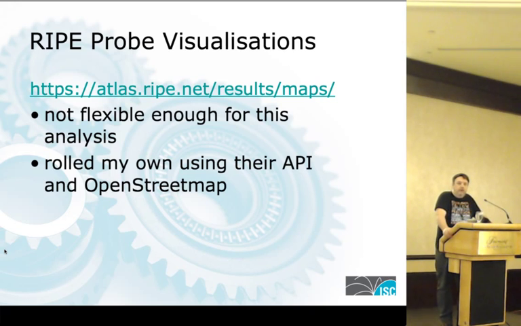So there are existing visualizations of this data on the RIPE site, but I found they were a little bit lacking in flexibility. They would always default to looking at the A node first. I also wanted to be able to look at historical data as well as real-time data. So I spent a few days writing up something with JavaScript and OpenStreetMap so I could produce my own graphs. And most of what you're going to see now are essentially, hopefully, pretty pictures without too much text on them.